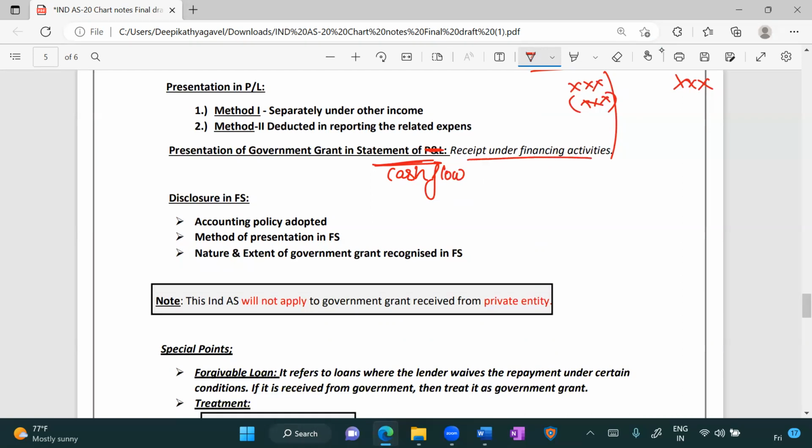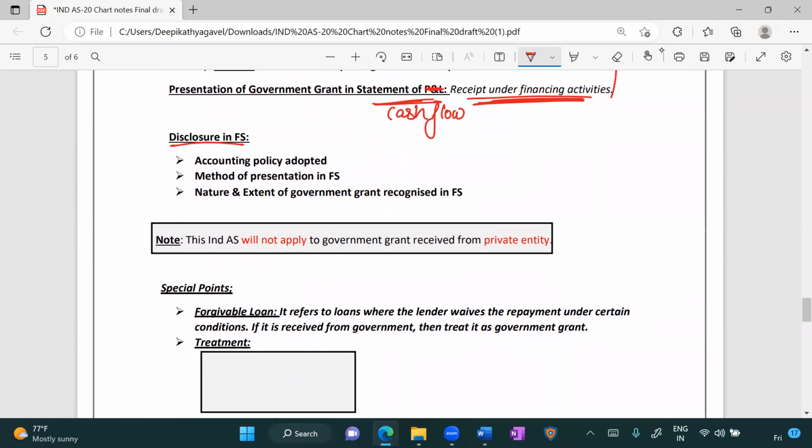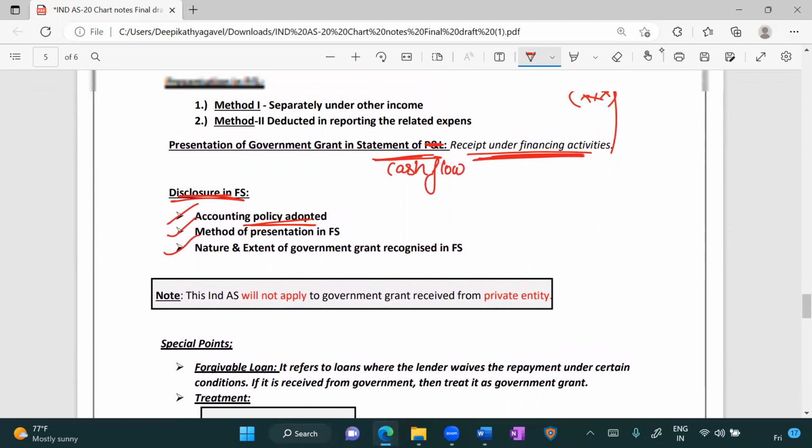You will show it as receipts under financing activity, right? It is an inflow of cash, so under your financing activities it will be coming. And disclosure in FS: the accounting policy adopted will be disclosed, the method of presentation in FS, and the nature and extent of the government grant recognized in FS. These are the disclosure requirements, right?